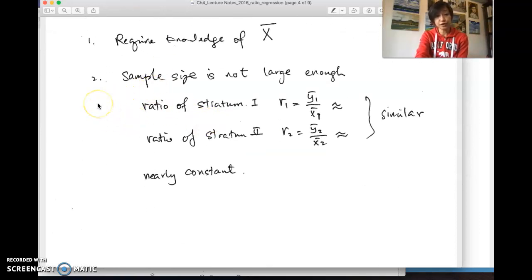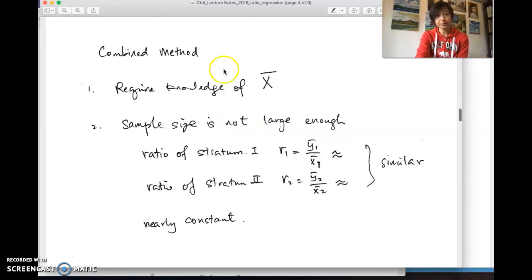Actually, the third point is the ratio estimation. If we use a combined method, and we observe that the ratios between each of the strata are quite similar, or linearly constant, then we can use a combined method.